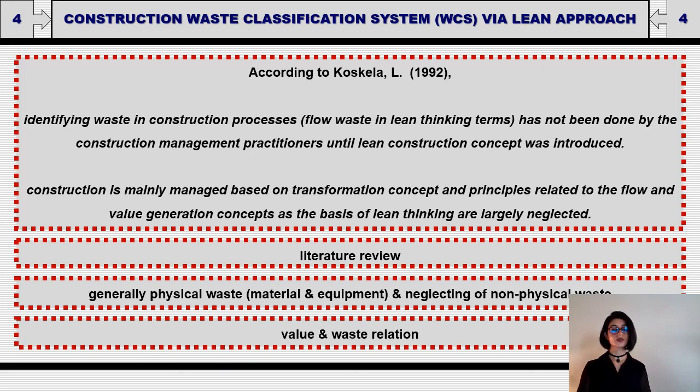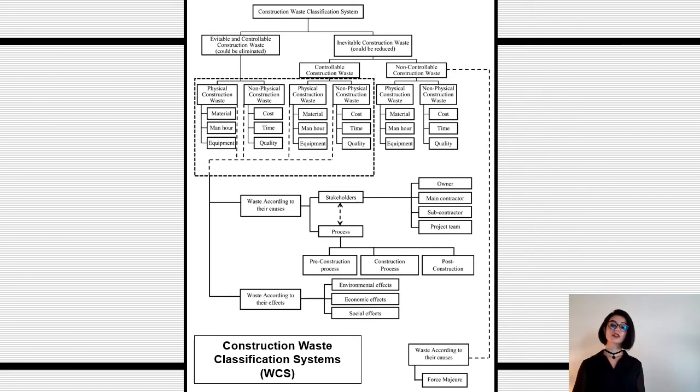When we checked the literature review, we saw the wastes are generally investigated biophysically, and these are material and equipment. And generally, in many studies, non-physical wastes are neglected. So we need to identify the relation between the value and the waste considering the lean approach. The current construction waste classification system in the literature was reviewed on the previous slide considering Koskela's view. As a result of that slide, it is determined there is still no clear and holistic classification system based on lean approach considering value and waste relation.